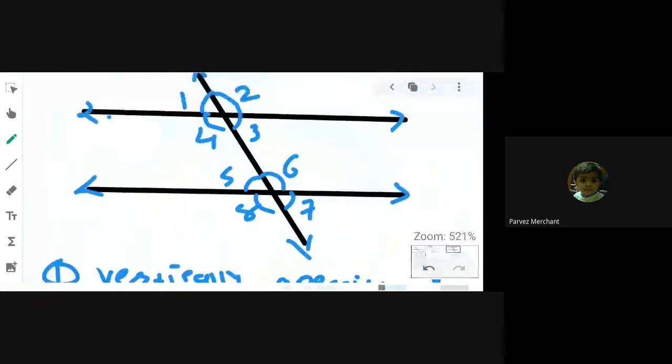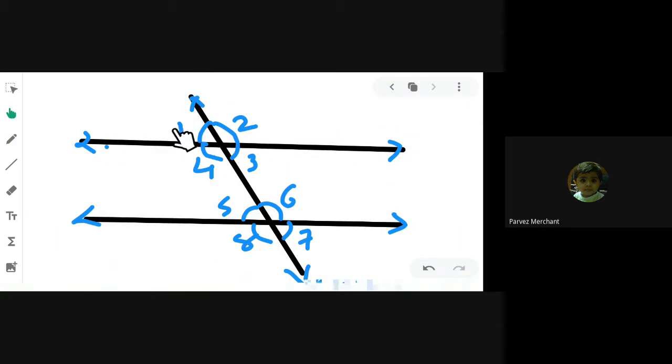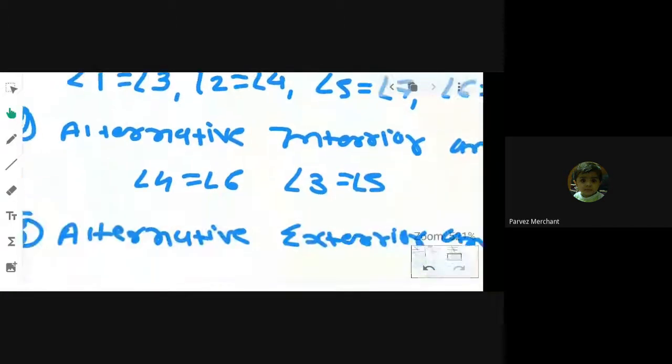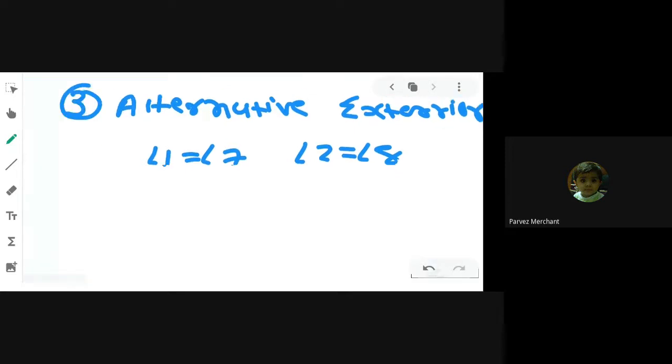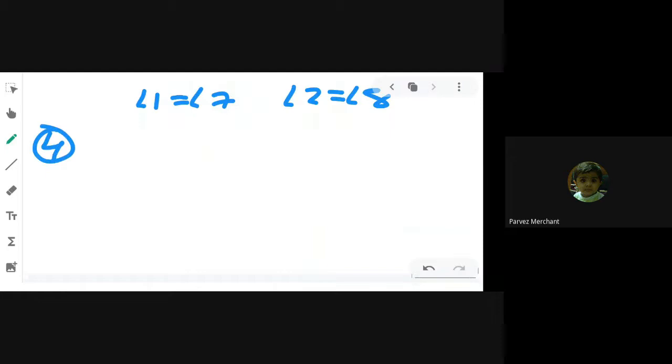Now you can see 1, 2, 7 and 8 are exterior angles. Out of these, 1 and 7 are equal, and 2 and 8 are equal because they are alternate, right? So angle 1 is equal to angle 7 and angle 2 is equal to angle 8. These are equal alternate exterior angles. Clear all of you? Now on another thing, you can see.